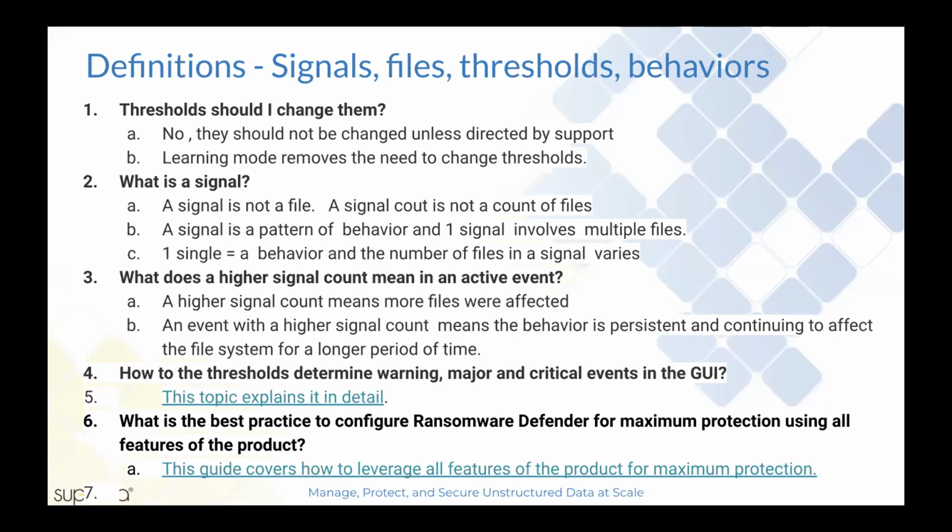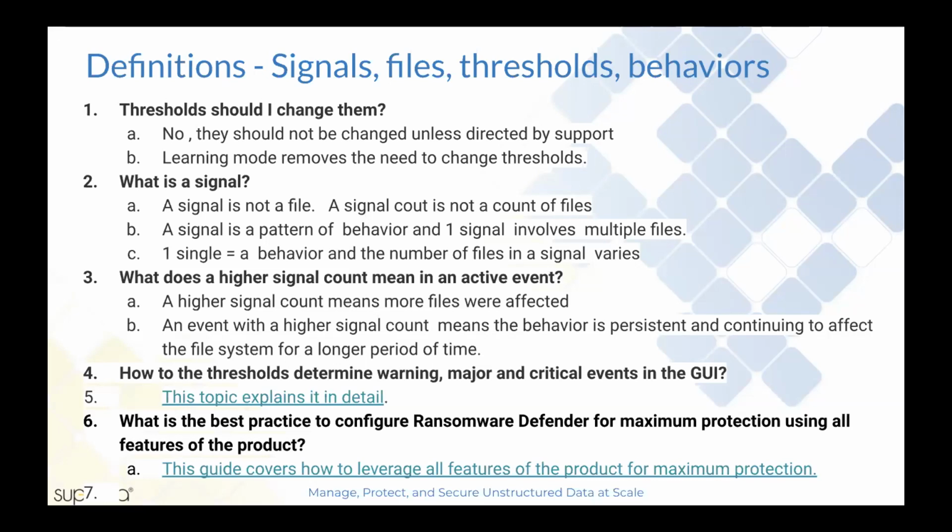We refer to signals in the user interface, and a signal does not equal a file. That's important. A signal is essentially a behavior, and a behavior could be renaming files, it could be deleting files. There's a number of behaviors, but essentially a signal is a collection of files that were touched in a particular way, and it's not a fixed number. So one signal is not 20 files. It varies, and it depends on the behavior that we're talking about. We get that question a lot. There's no correlation at all.